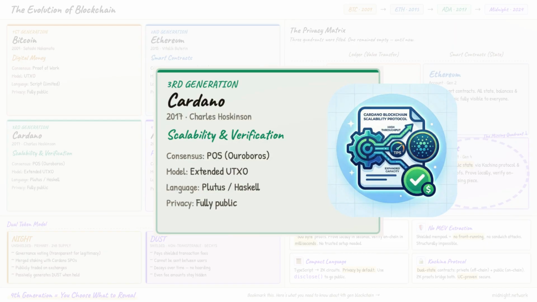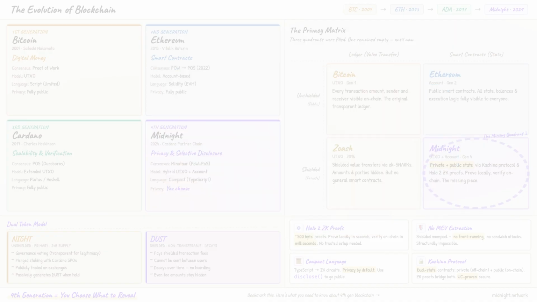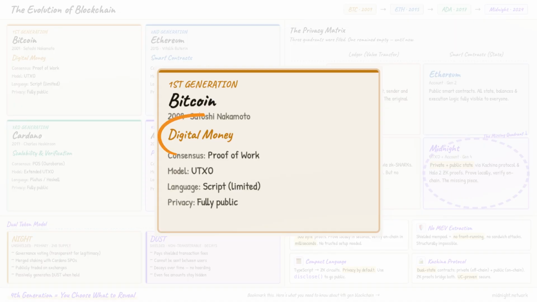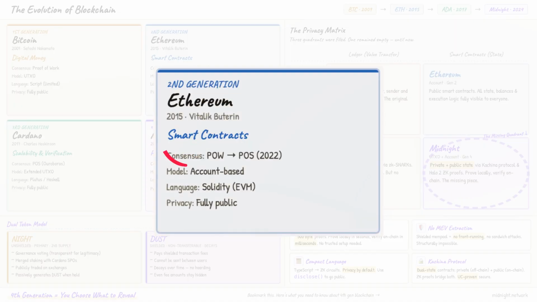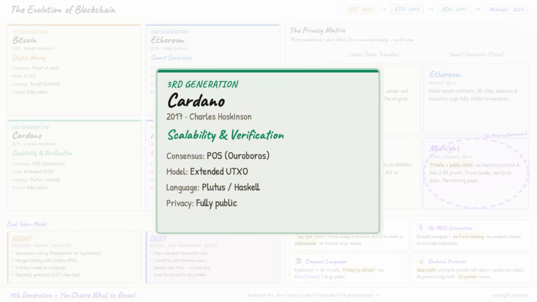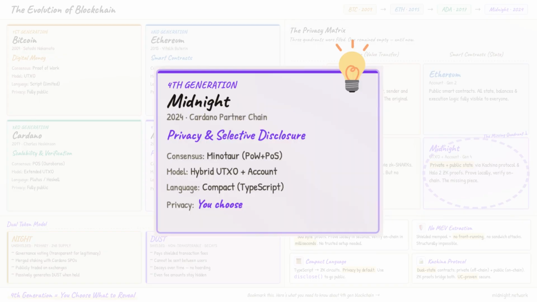Yeah, it's still fully public, same as Bitcoin, same as Ethereum. Your transactions, your contract interactions, everything is visible to everyone. So after 3 generations, we have solved decentralized money, we have solved programmable money, we have solved scalability, but we still haven't solved privacy.